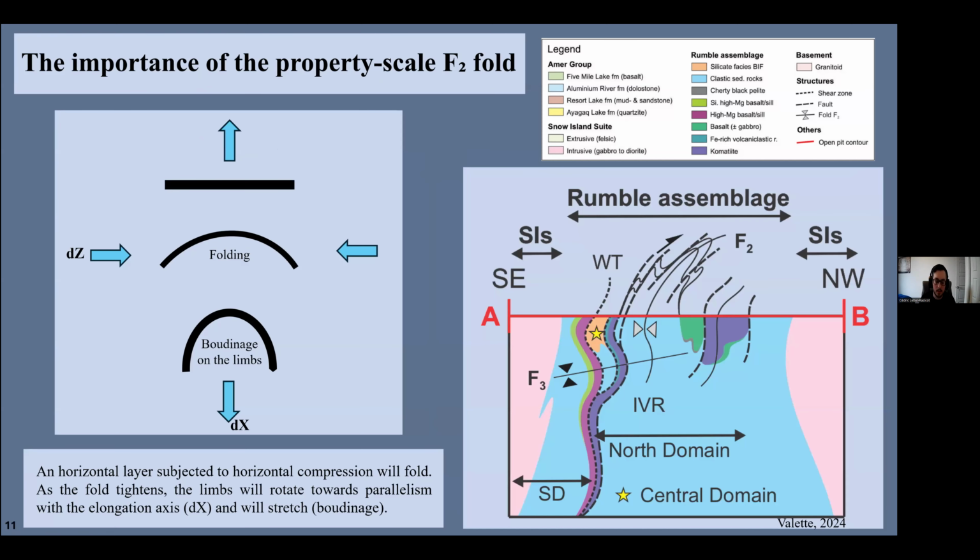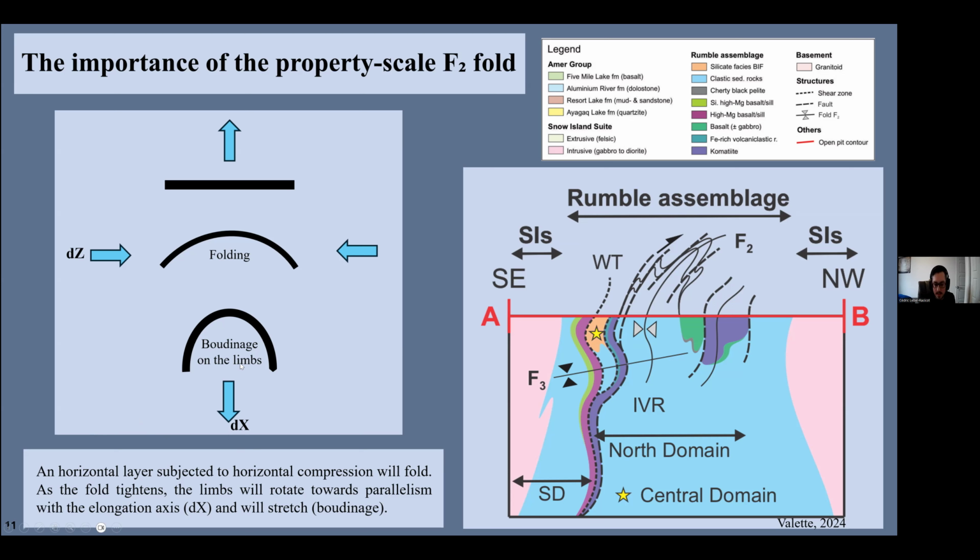Now, one more concept I'd like to go over. I don't know if you guys can see my hands, but basically, if you have a horizontal layer, so bedding or whatever, and it's subjected to horizontal compression, necessarily the layer will fold, right? And as the fold tightens, the limbs will rotate towards parallelism with the elongation axis I mentioned earlier, which means that the limbs of the fold will start to stretch and boudinage once the limbs are at a low angle to the elongation axis.